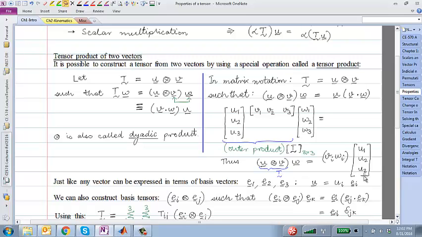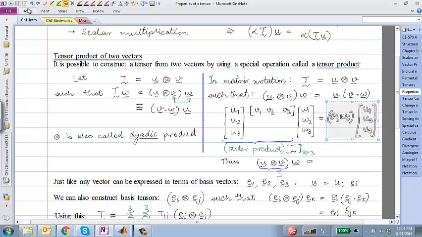Why or why not? So on the left hand side, what do we have? A tensor acting on a vector to give me a vector. On the right hand side, what do we have? I have a 3 cross 1 matrix really. This is not a vector because it's just 3 numbers. There's a coordinate system involved in these 3 numbers. So indeed I cannot say that the tensor T acting on vector W is this.